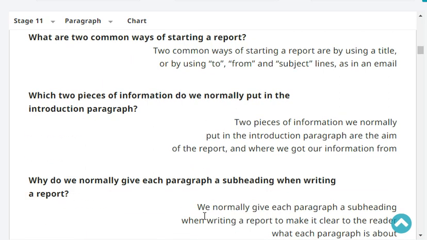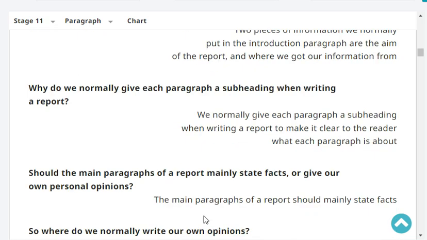Which two pieces of information do we normally put in the introduction paragraph? Two pieces of information we normally put in the introduction paragraph are the aim of the report and where we got our information from.